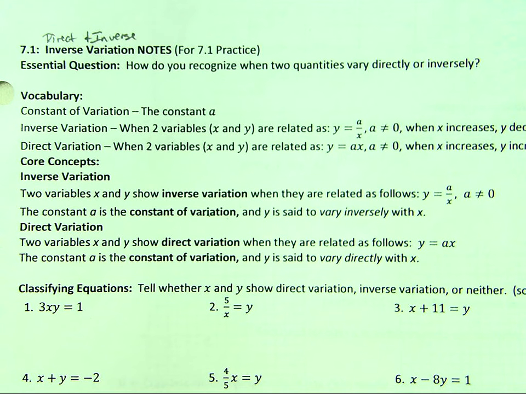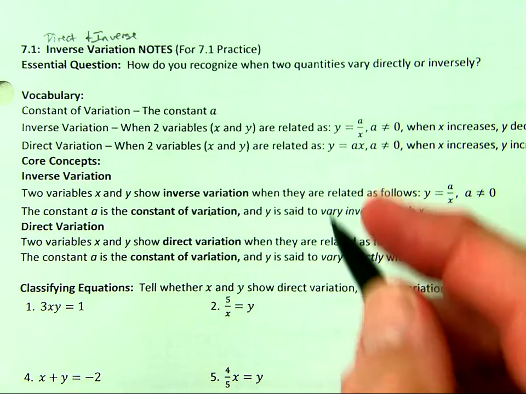Now, direct variation means as one goes up, the other one goes up. So if X gets bigger and bigger, then Y gets bigger and bigger. That's direct variation. Direct variation would be like the number of people that buy your product goes up. Well, obviously, the money that comes in, your gross income, is going to go up. Or the more hours you work, the more your pay goes up. That's a direct variation. An inverse variation means as one goes up, the other one goes down.